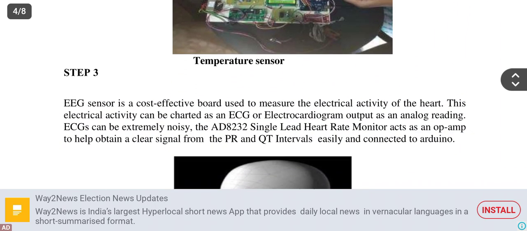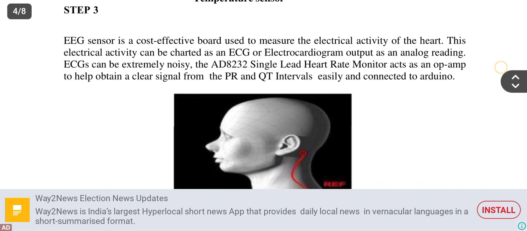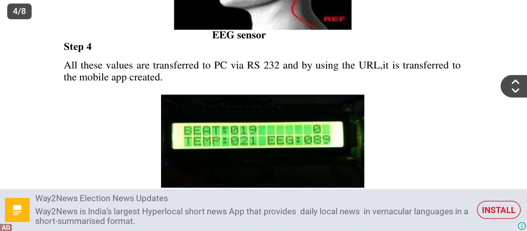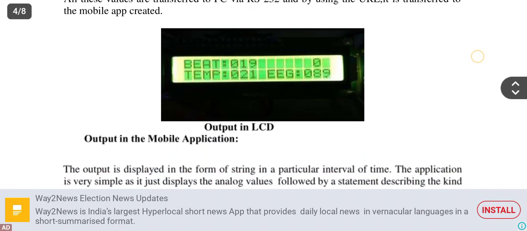The third step is that the ECG sensor, a cost-effective board, is used to measure the electrical activity of the heart. This electrical activity can be charted as an ECG. It is a noisy signal. Here, the AD8232 single-lead heart rate monitor acts as an op-amp to obtain a clear signal. The fourth step is that all the values are transferred to the PC via the serial communication cable RS-232, and then transferred to the mobile app created.